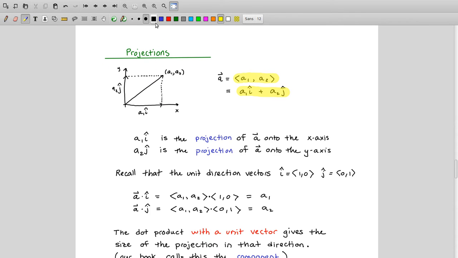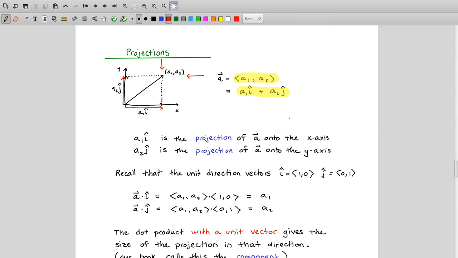If we imagine shining a flashlight in this direction, it would cast a shadow of this vector along the y-axis, and it would be equal to a2 j. So a2 j is what we call the projection of the vector A onto the y-axis. Whenever you see this word projection, you can think of shining a flashlight and looking at the shadow. Likewise, if we shine a flashlight down in this direction, it will cast the shadow here along the x-axis, which is a1 i. That's called the projection of A onto the x-axis.